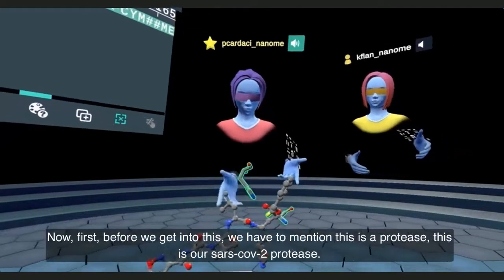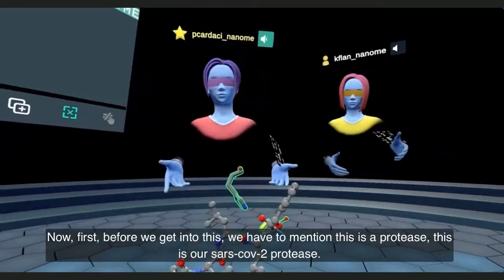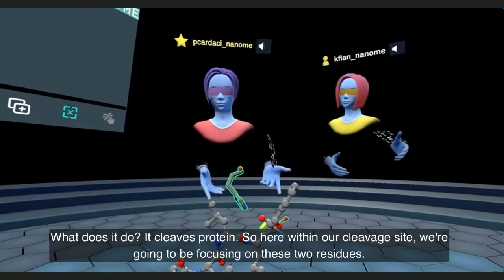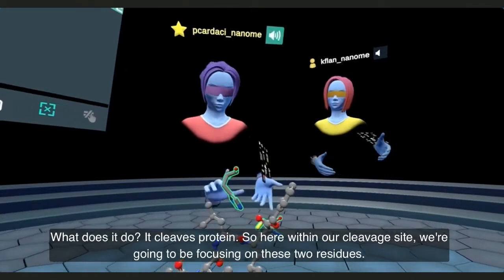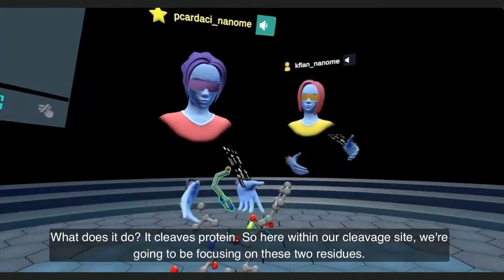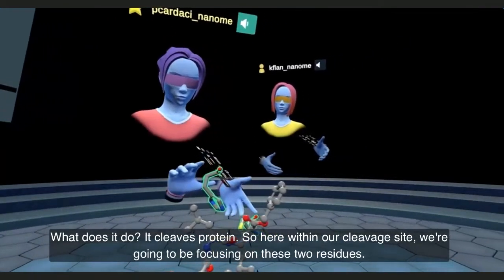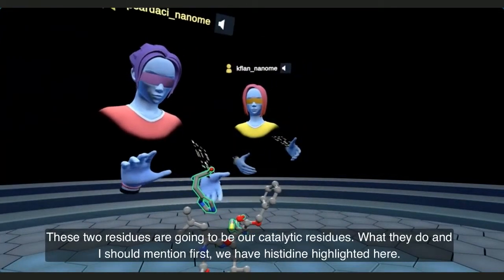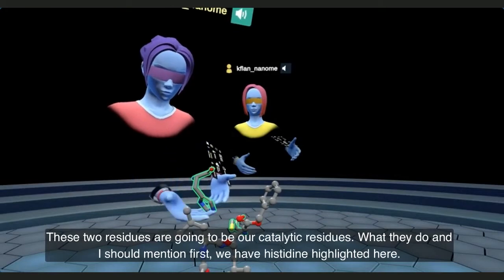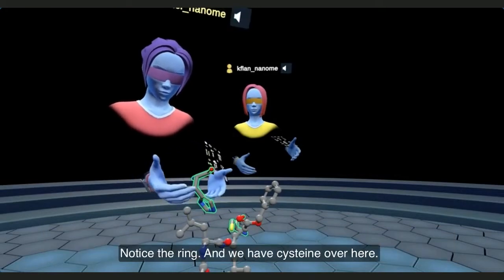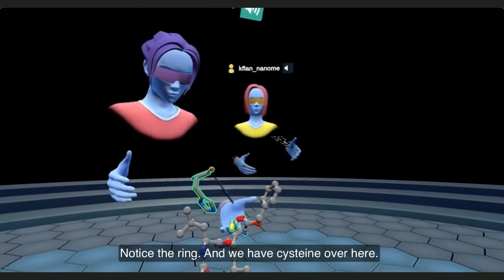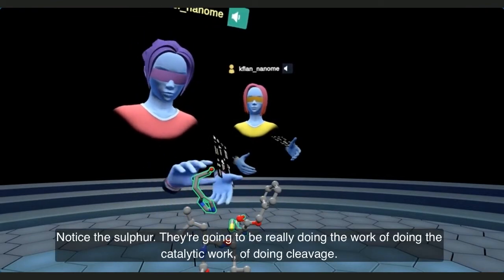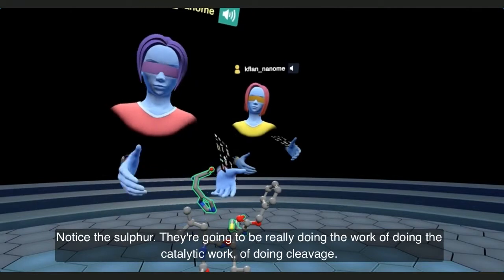Now first, before we get into this, we have to mention this is a protease. This is our SARS CoV-2 protease. What does it do? Cleaves protein. So here within our cleavage site, we're going to be focusing on these two residues. These two residues are going to be our catalytic residues. What they do, and I should mention them first, we have histidine highlighted here. Notice the ring. And we have cysteine over here. Notice the sulfur. They're going to be really doing the catalytic work of doing cleavage.